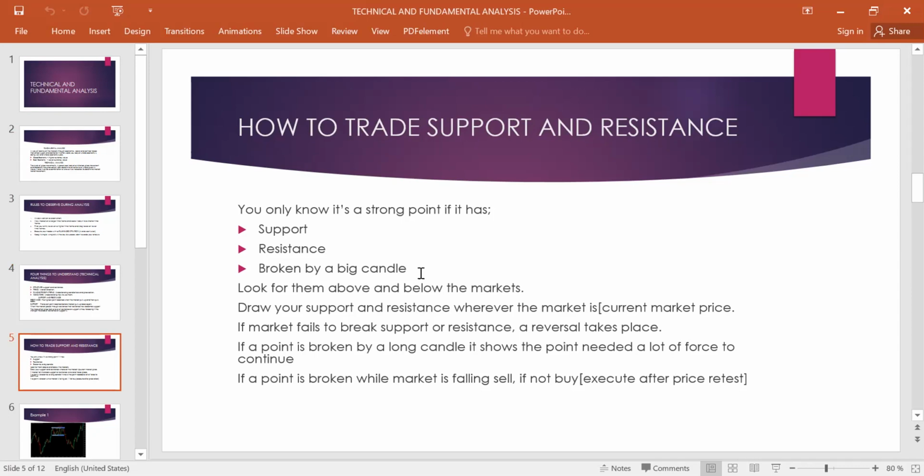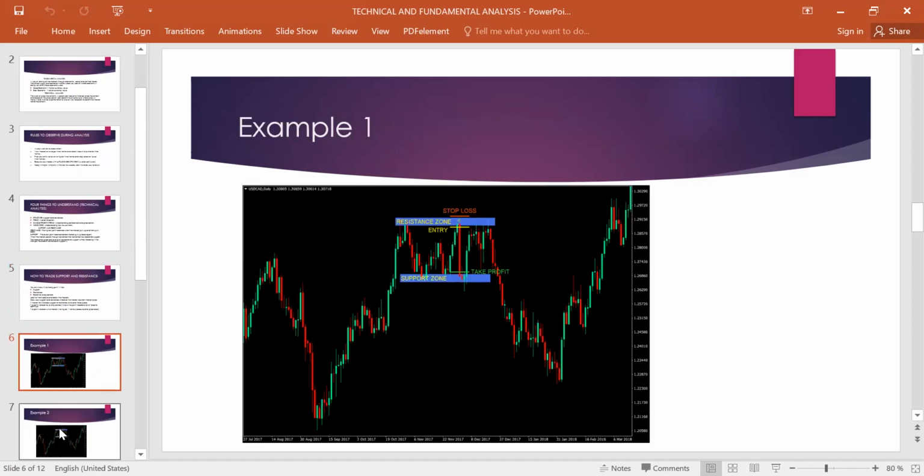So if it's an uptrend, you wait for a bullish confirmation. Maybe if it's on the 1 hour time frame, you wait for a bullish confirmation the next hour after it's broken by a large candle, and then you're sure to buy. Or if it goes downwards, then you know it's broken downwards. You wait for a bearish candlestick to form, and then you can confirm it's a sell. If a point is broken while the market is falling, sell. If not, buy.